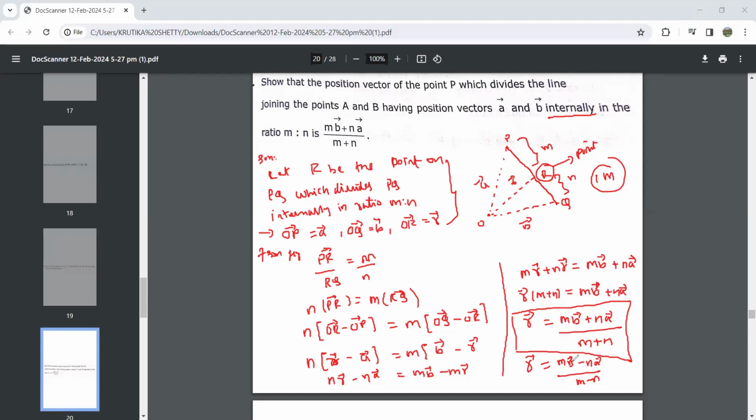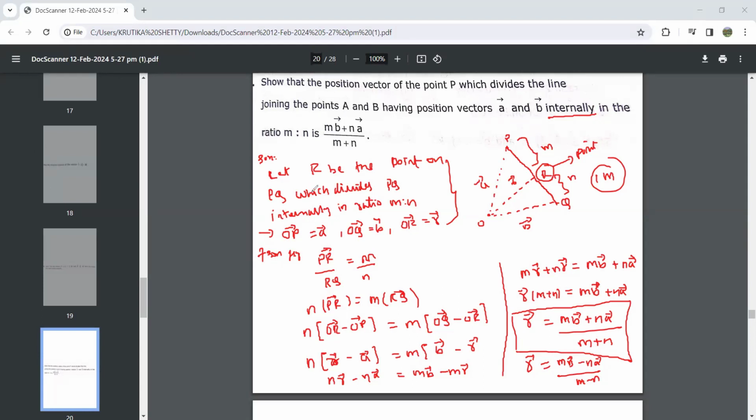with a negative sign. So it will be m into vector b minus n into vector a, divided by m minus n. Okay. Next, we will discuss the question based on this.